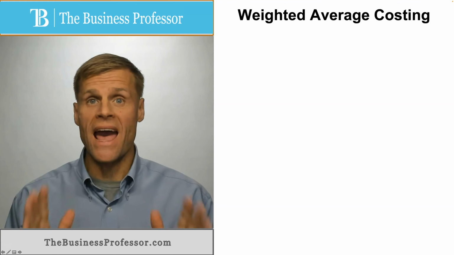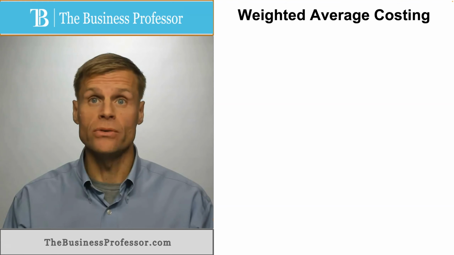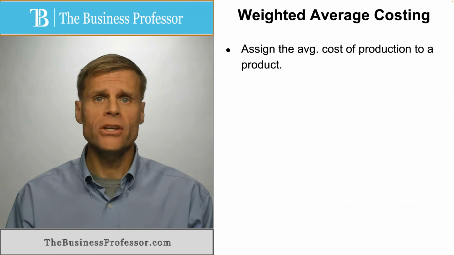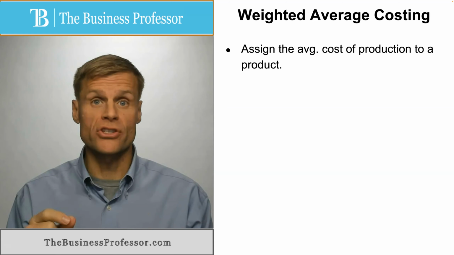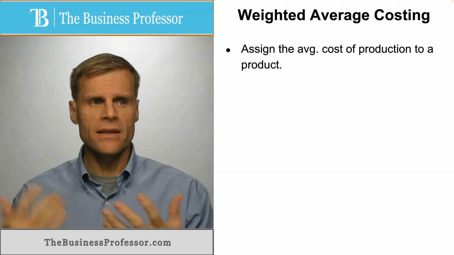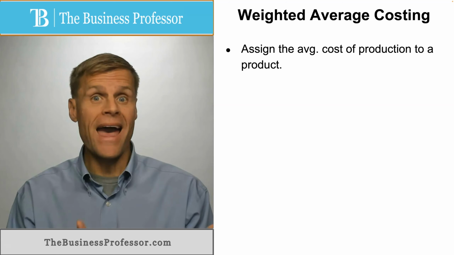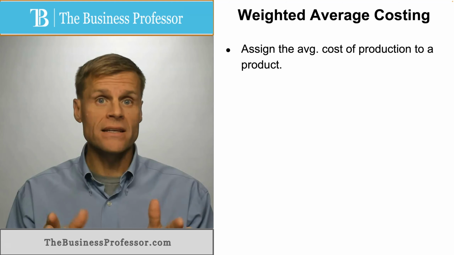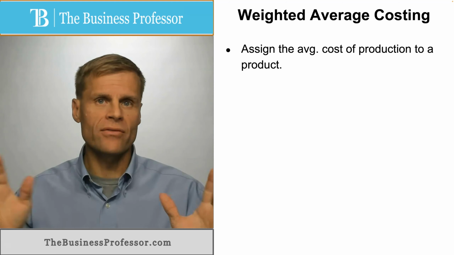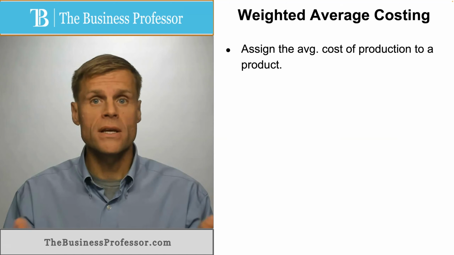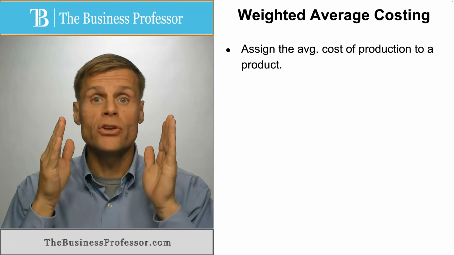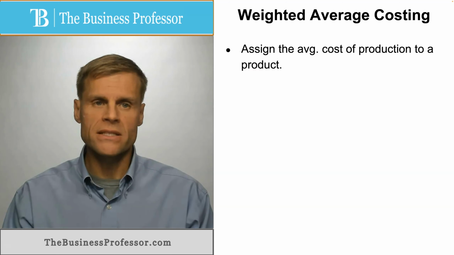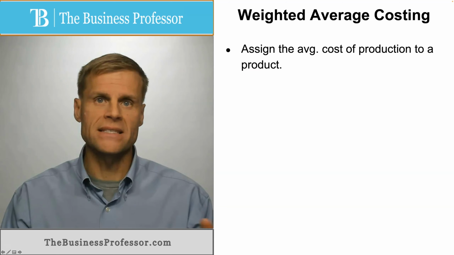What is weighted average costing and how is it used? Well, weighted average costing is a method of assigning your average cost of production to a product. This would be compared to assigning your actual cost incurred or a standard cost incurred. That is, you're taking the weighted average of cost across, again, the production cycle to assign it to a particular product, right? Based upon some allocation base that you've identified.